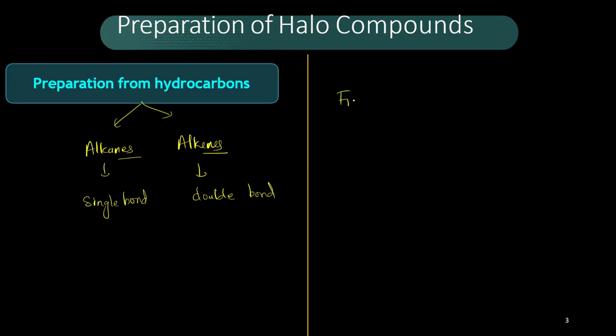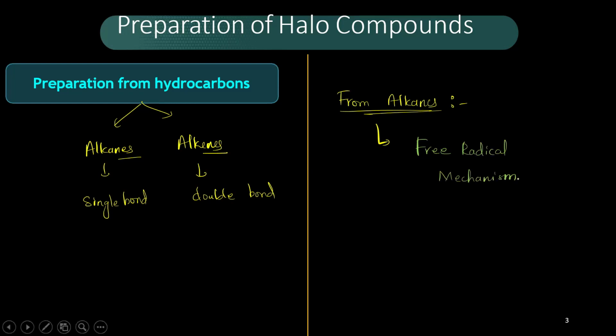So let's see, how do we prepare from alkanes? Here we prepare by halogenation of the alkanes with a mechanism. That mechanism is called the free radical mechanism. Any idea what is free radical mechanism?